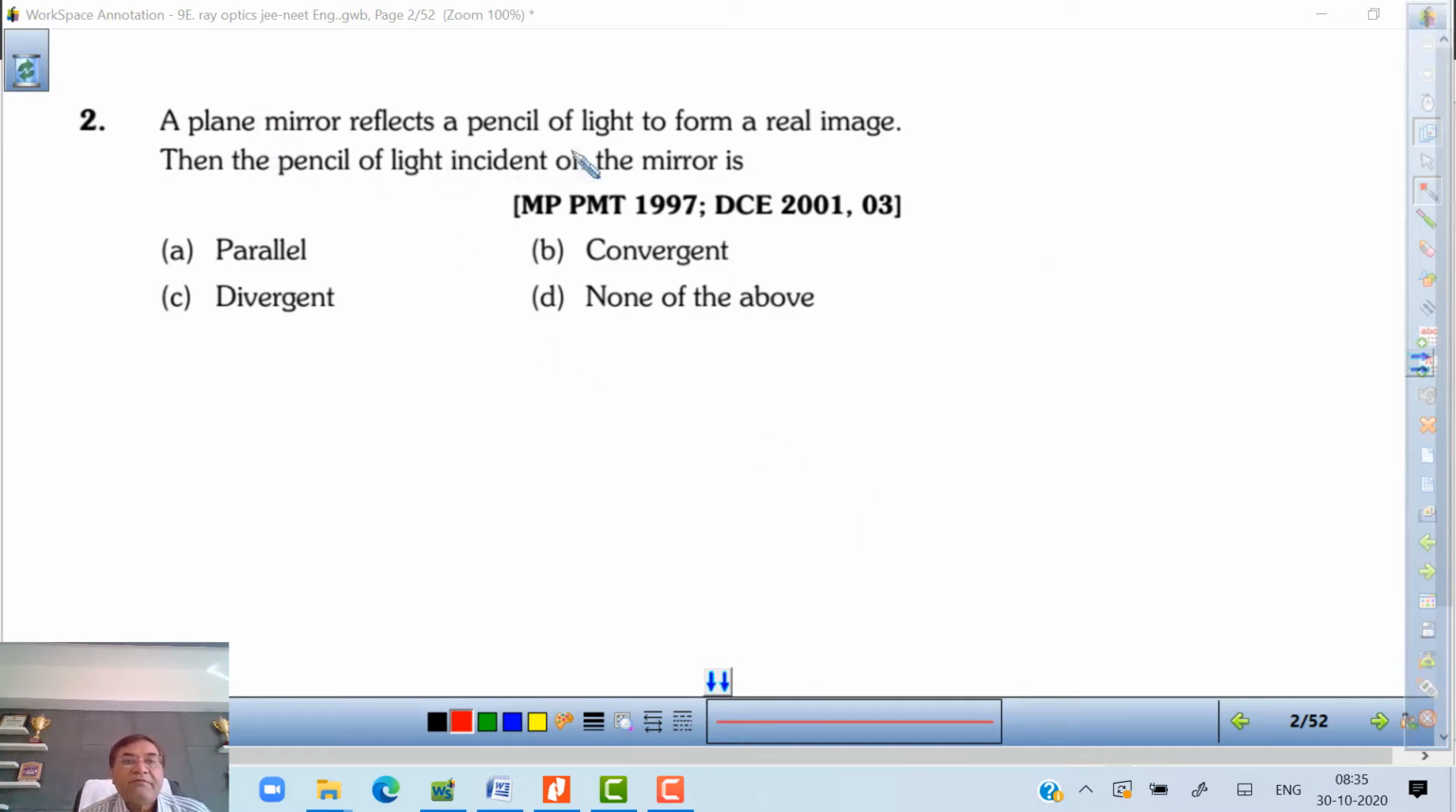A plane mirror reflects a pencil of light to form a real image. Then the pencil of light incident on the mirror is... What is that? You are getting a real image. So this is your plane mirror. A real image is always in front of the mirror.